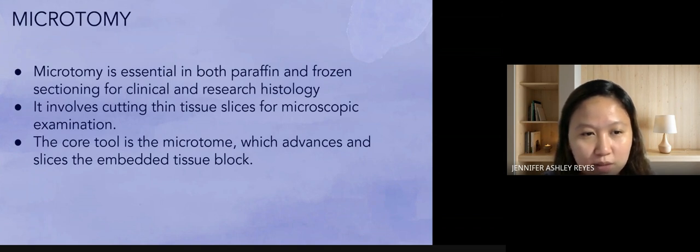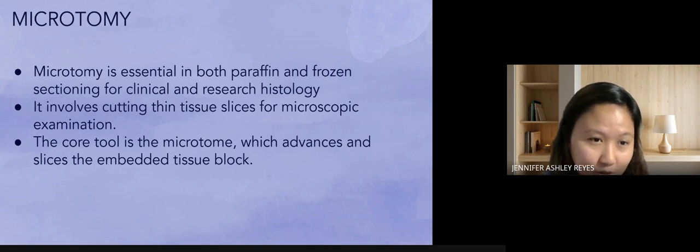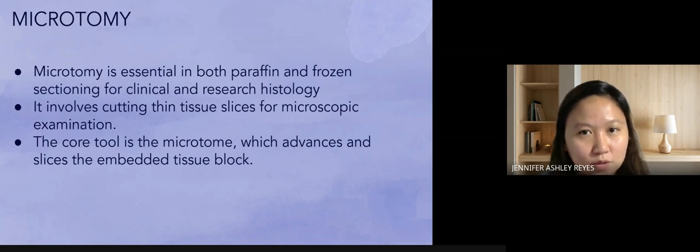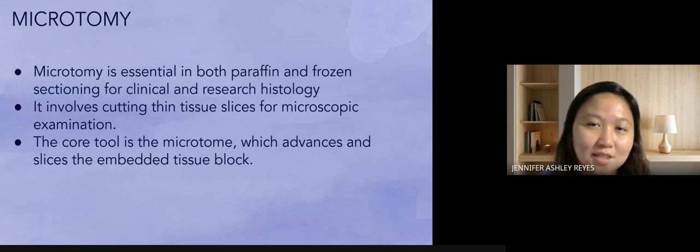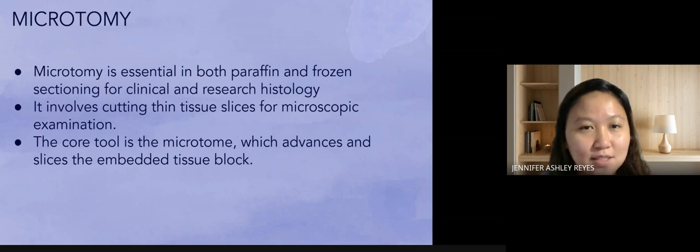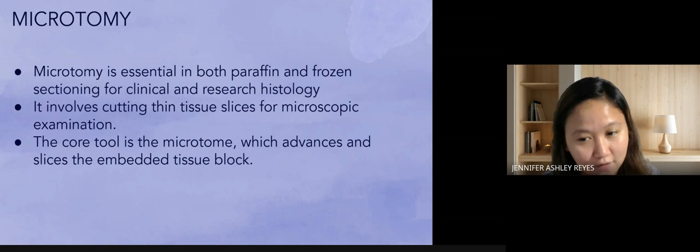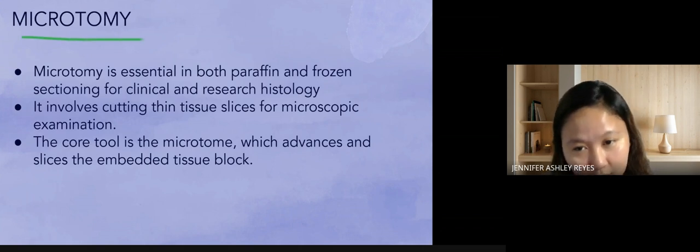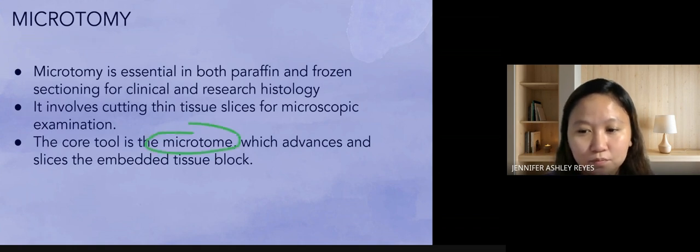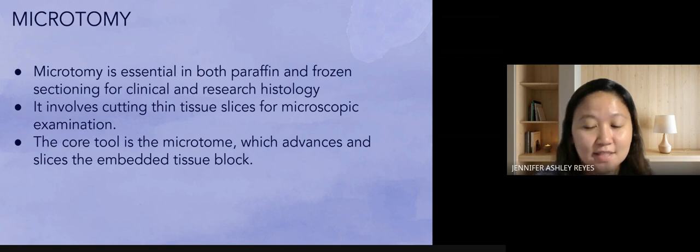So what does microtomy mean as a whole? It's when you slice biological tissues into very thin sections, and then you will use those slices and put them onto a slide eventually and then stain them. So the core tool in microtomy, of course, is the microtome. In principle, it advances and slices the embedded tissue block.